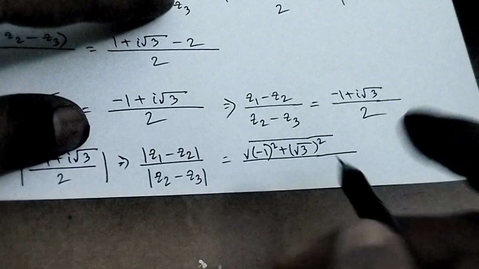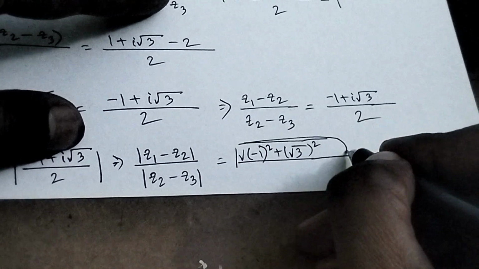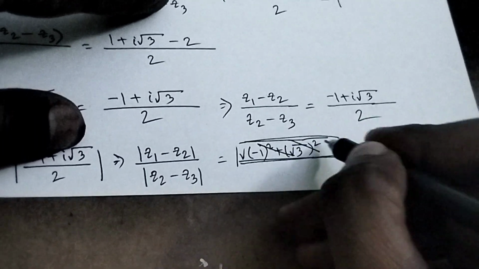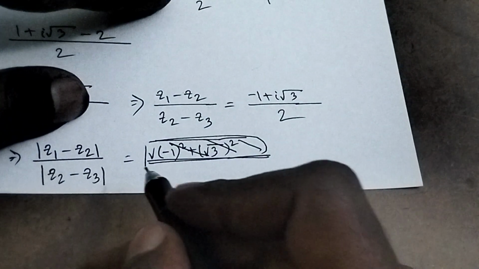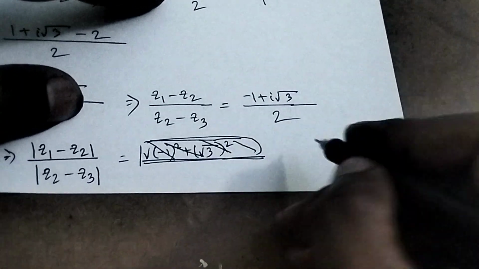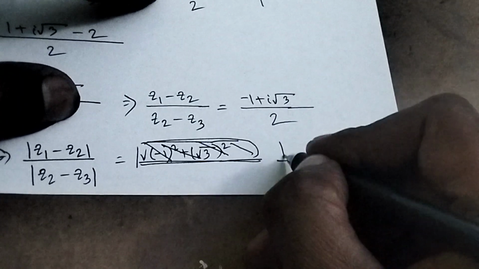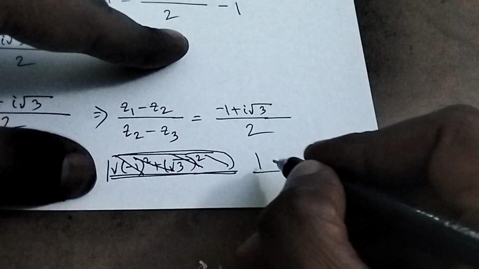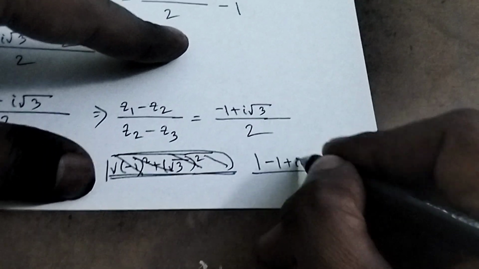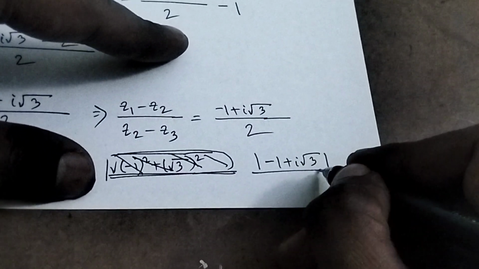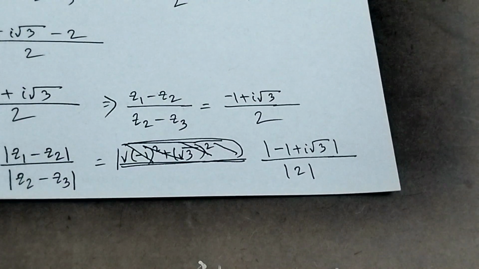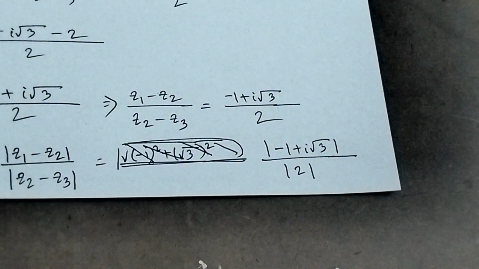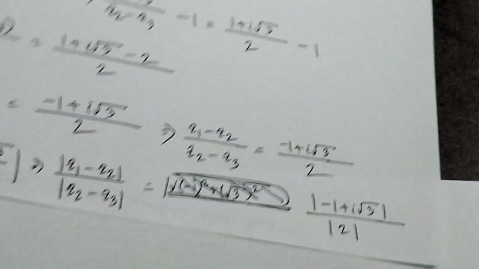Sorry, this step we will do later. At first, the mod of (-1 + i√3)/2, what does it mean? It is equal to |-1 + i√3| by |2|, right? Watch up till here.